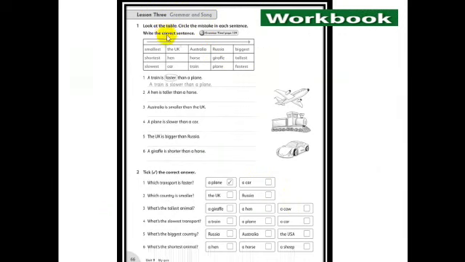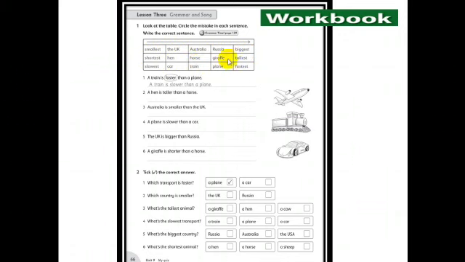Number 1, look at the table. Circle the mistake in each sentence and write the correct answer. Here we have the table, okay? And in each sentence we have one mistake. You should circle the mistake and write the correct answer. Here we have countries, the UK, Australia, Russia, from the smallest to the biggest. Russia is the biggest country. The UK is the smallest countries.